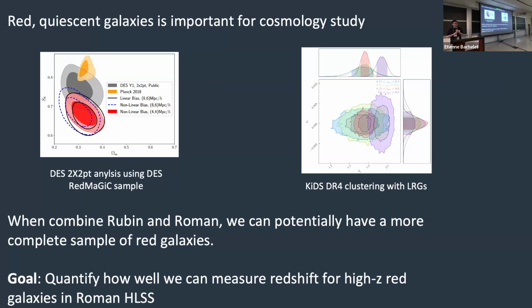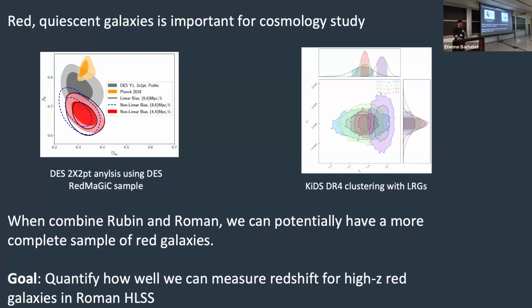And then the primary goal of this project is trying to quantify the capability of Roman's spectroscopy survey, particularly the GRISM component, on understanding how well we can measure the redshift for those red galaxies. So despite that they are not the primary targets for Roman, such as emission-line galaxies, we can still measure their redshift because of their spectral features. For example, the 4000 angstrom break in the spectra.